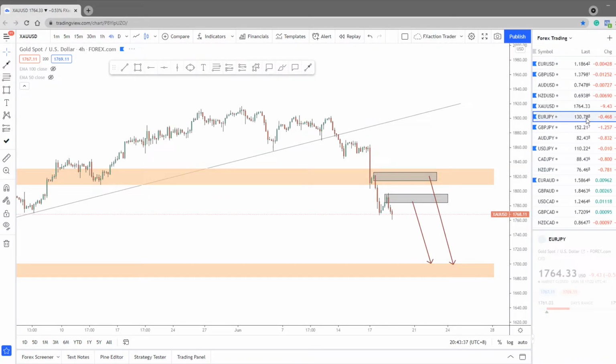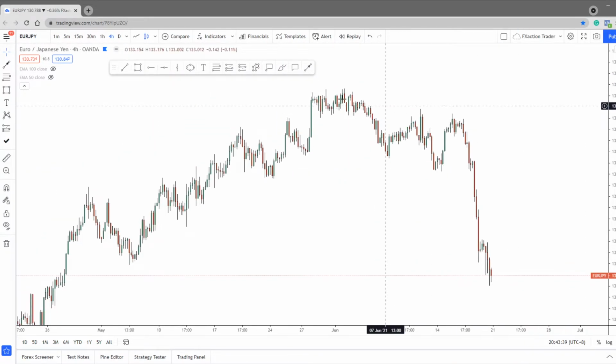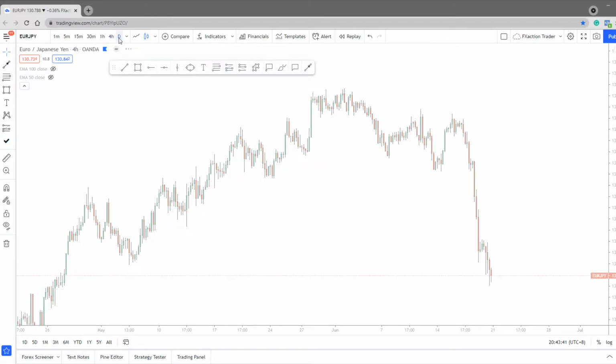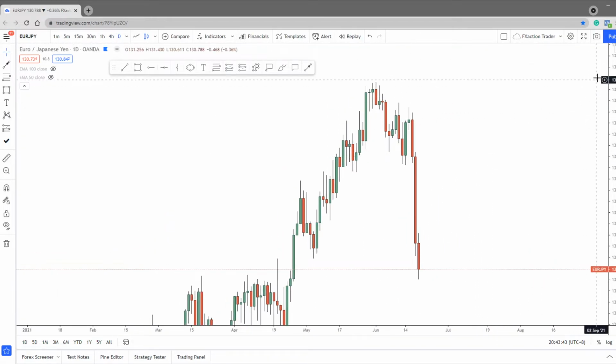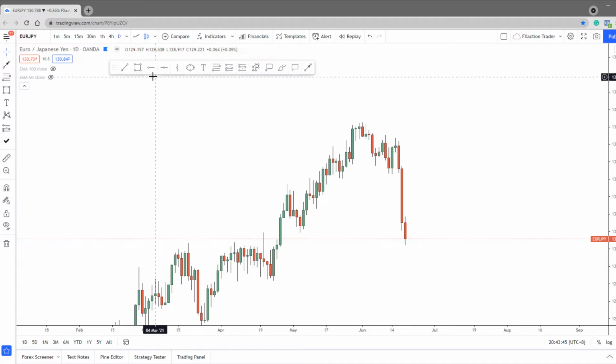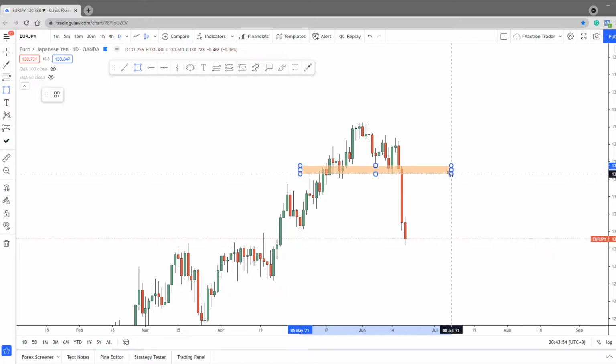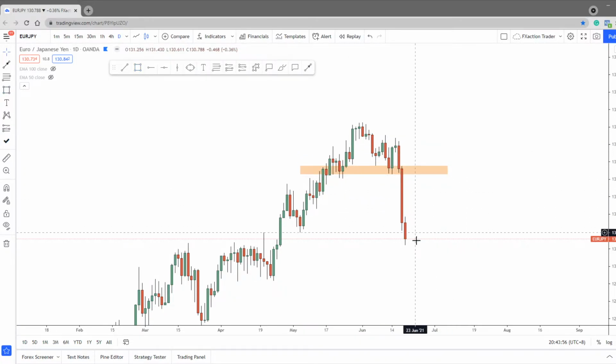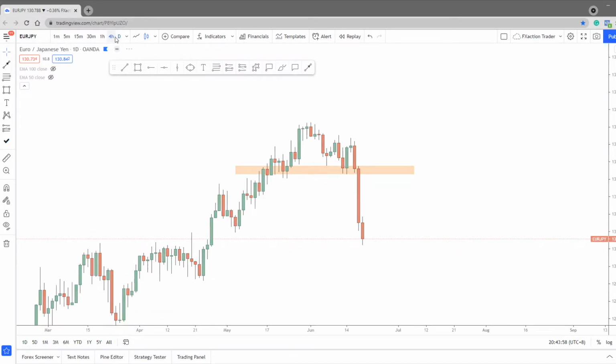Let's move to the yen pair. So the first pair we have is the euro yen. On the daily chart, we can see that market is no longer respecting the daily chart support zone at 132.96, around this level, and market just broke down in a very strong momentum.